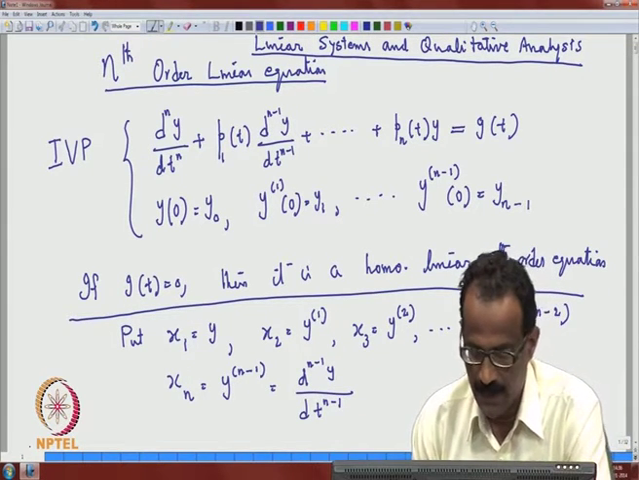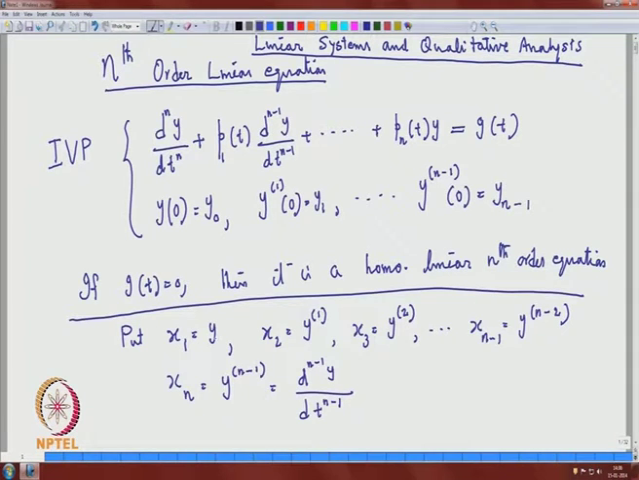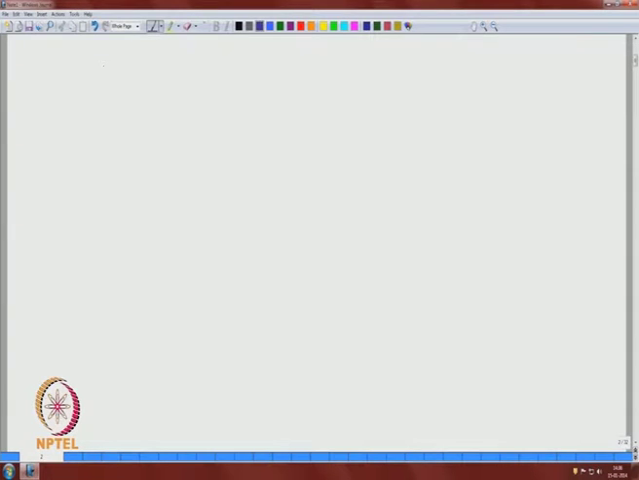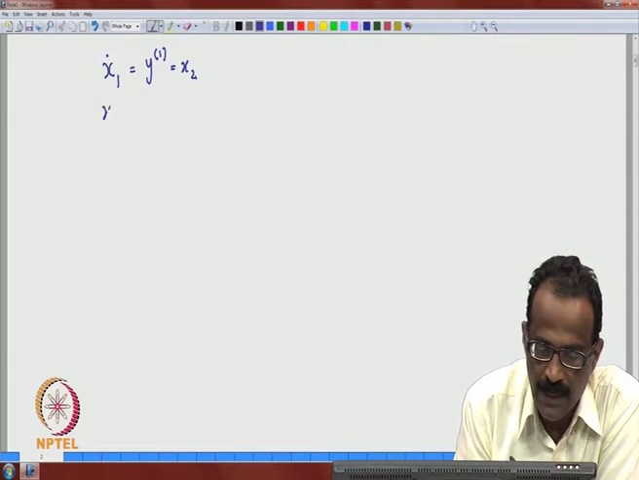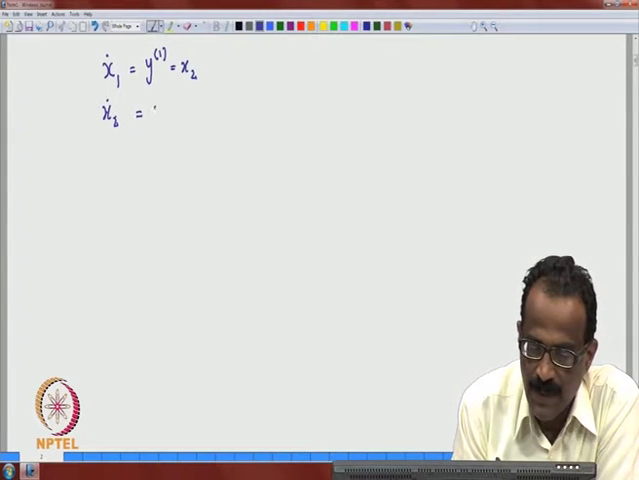If you look at that, x1 dot is equal to y dot, the derivative of x1 is nothing but y prime. So x1 dot, that is dx1 by dt, is exactly y prime. I am using two notations, dot and prime, both for derivatives. So y prime is equal to x2, and if you write x2 dot, it will be x3.